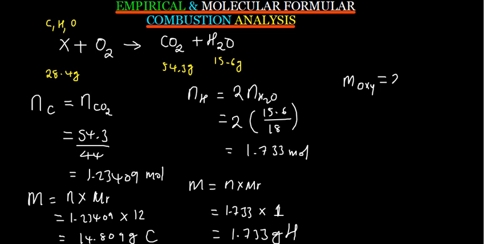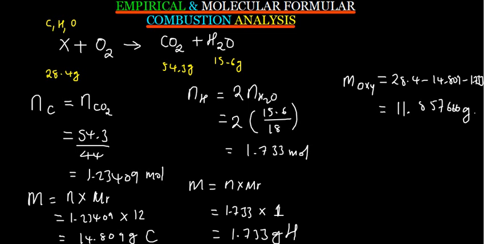So that is 28.4. You remove the mass of carbon, which is 14.809. Also remove the mass of hydrogen, which is 1.733. So that will give you the mass of oxygen. Are we good? Are we moving together? Yes. Okay, so that will give us 11.857666 grams.